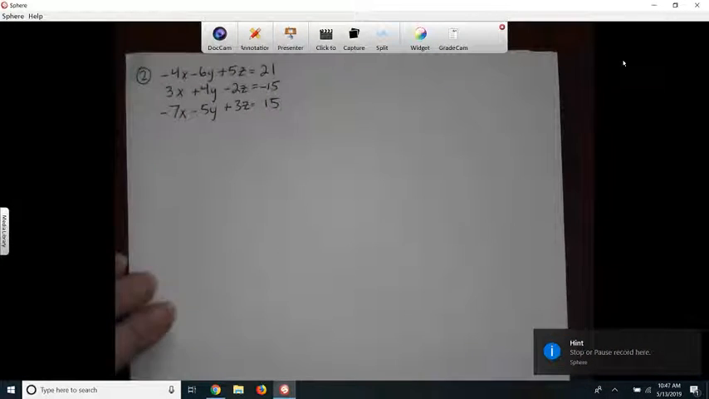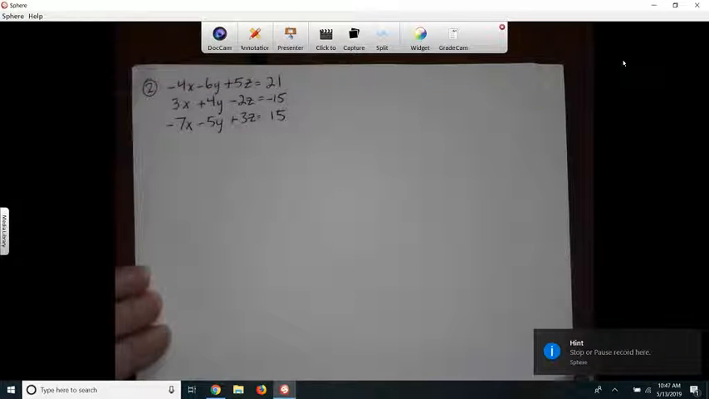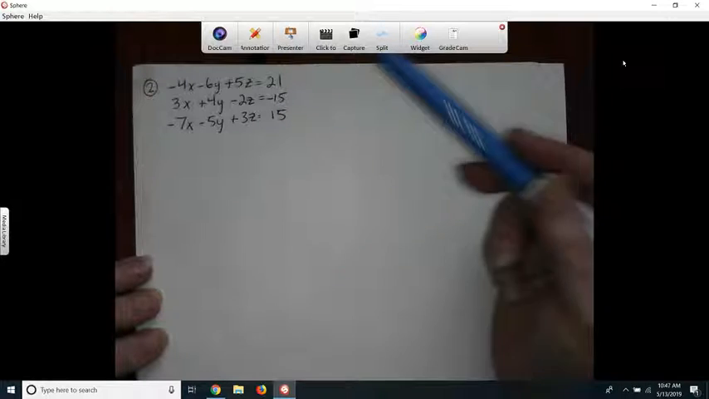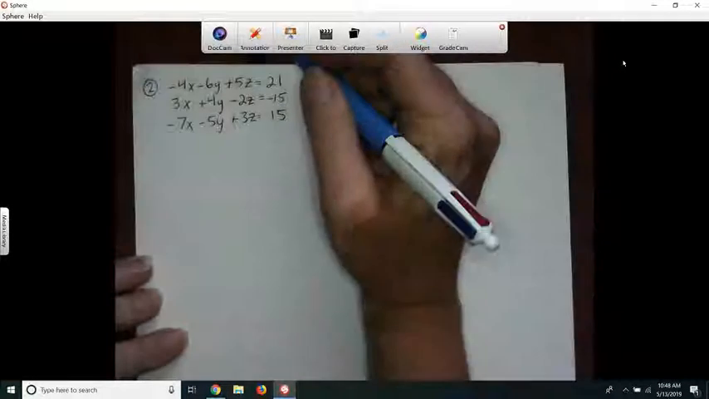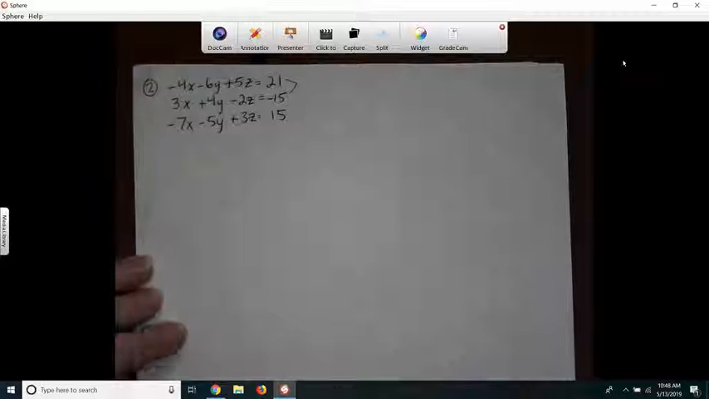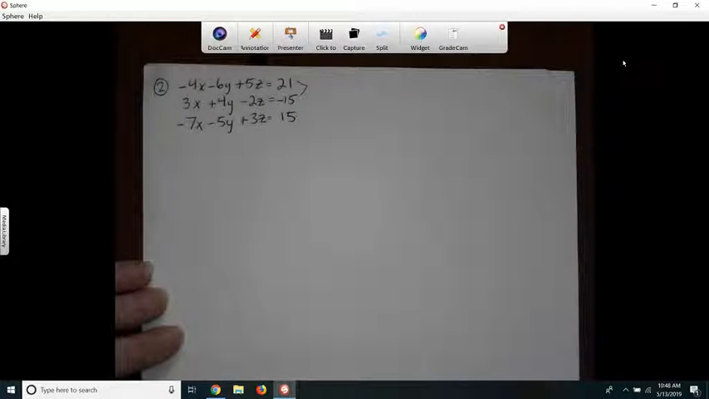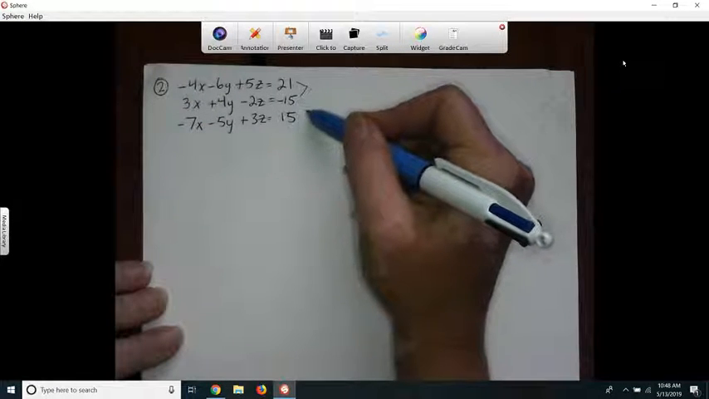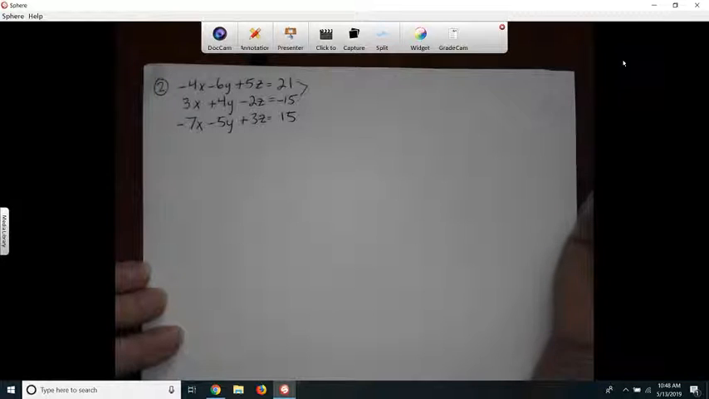So this is our packet, your take-home packet for Chapter 11. It's number 2. This is a system of 3 equations and 3 unknowns. The way I always do these is the same exact way. I usually take these top 2, and I'm gonna do elimination to eliminate one of the variables, either x, y, or z, whichever one looks easiest.